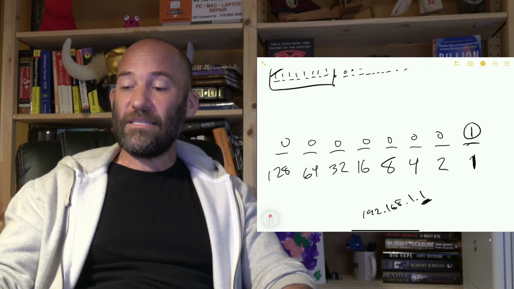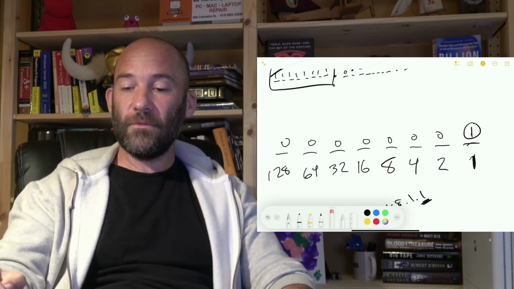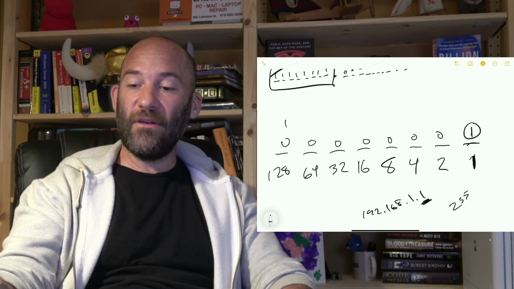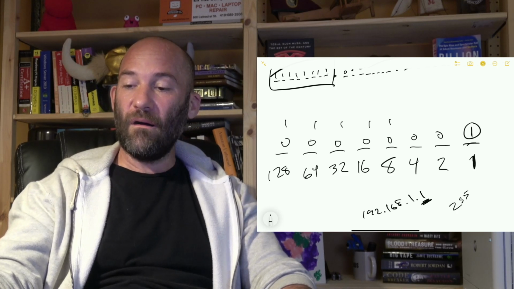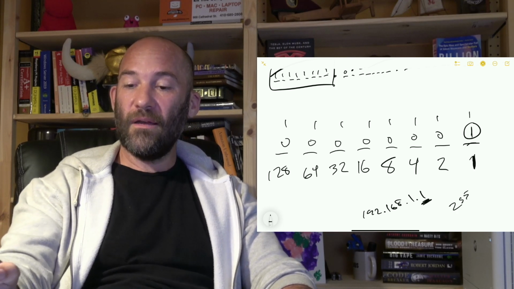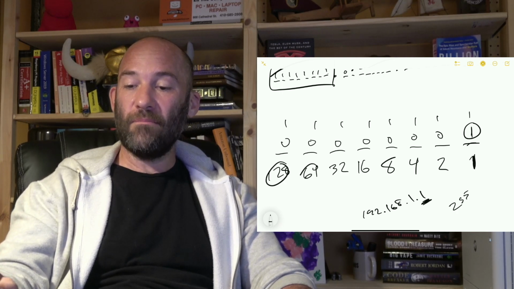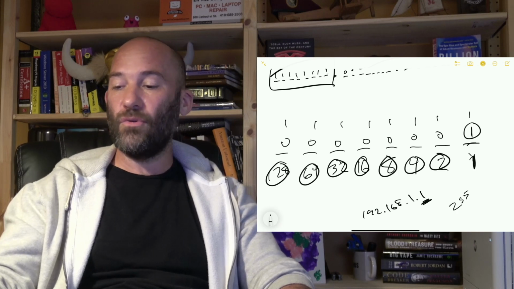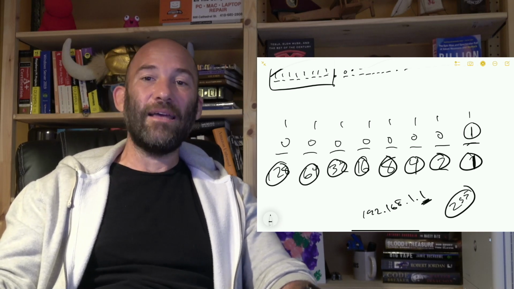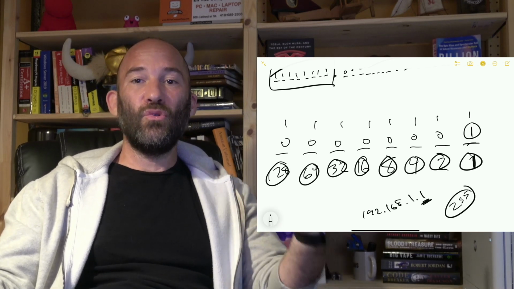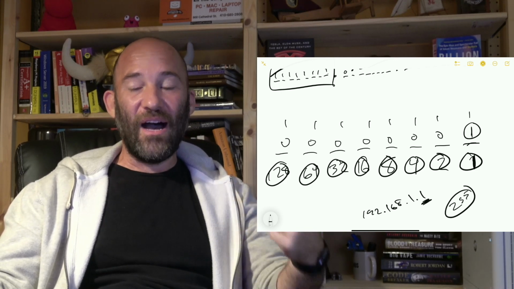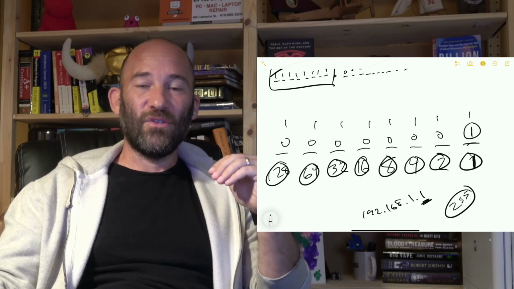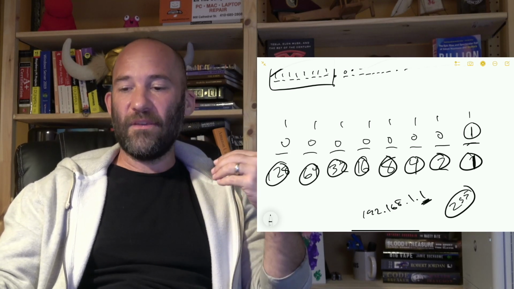When we talk about a subnet mask of 255, 255 is where these are all ones. And so you add 128 plus 64 plus 32 plus 16 plus 8 plus 4 plus 2 plus 1, and that is what gets us to the 255 there. This is how the octets work in this numbering system.